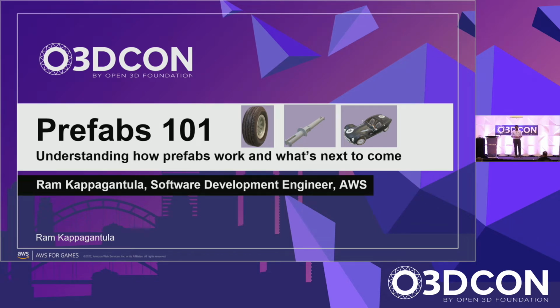My name is Ram. I'm a software development engineer at AWS, and I primarily work on prefabs and some of the other game object systems within Open3D Engine. Before we begin, if you're wondering what those three images on the title slide mean, hold on to that question and we'll cover it during the course of this presentation.